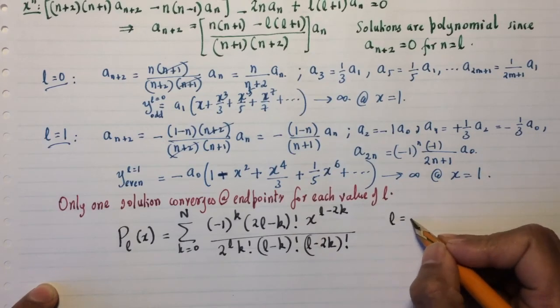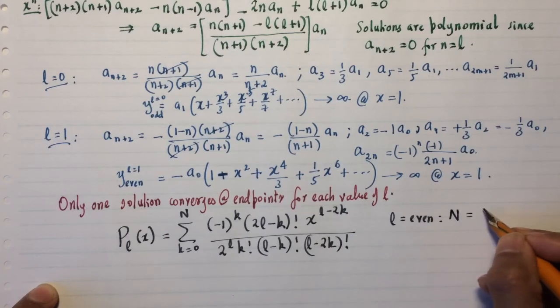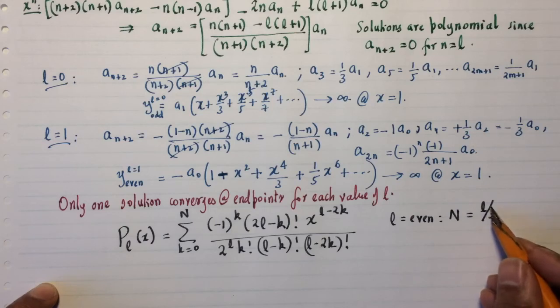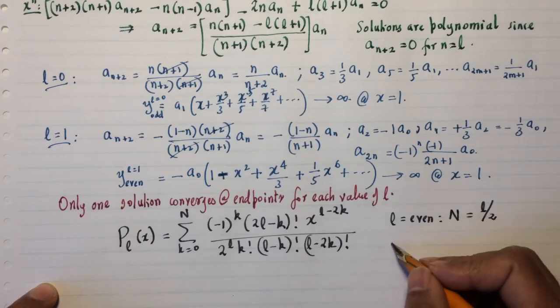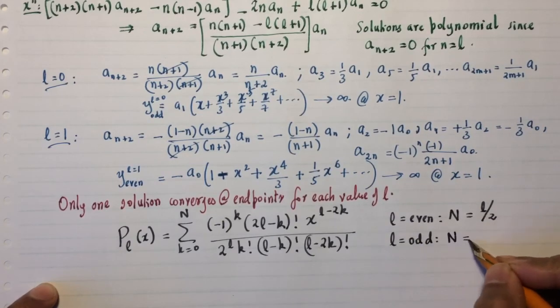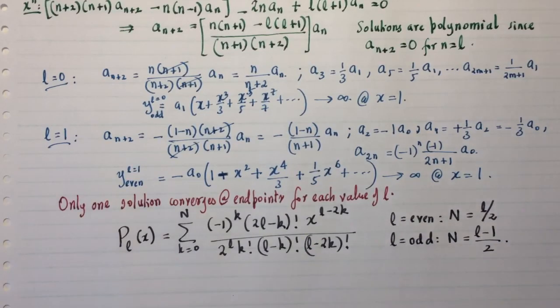So for L equals even, you have your summation go up to L over 2. And that's possible because L equals even means L is something like 2 times an integer, so you can divide by 2. If L equals odd, then your upper limit of the summation in the number of terms is (L minus 1) over 2. So this is the prescription, and you can put this in a computer and it'll generate all the polynomials for you.